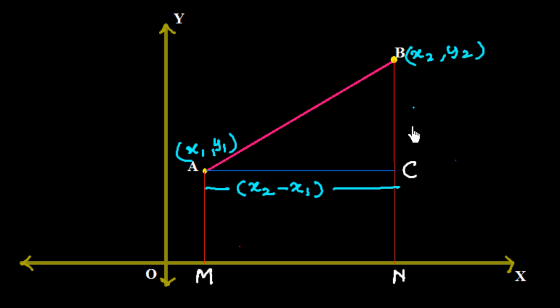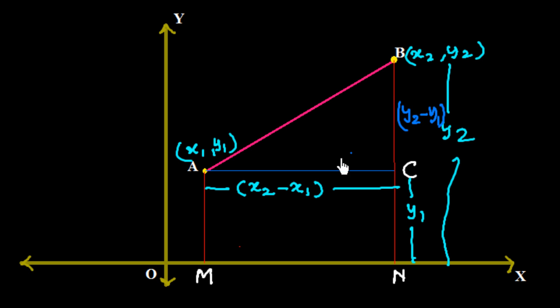And we have to find BC. We know that BN is y2 and AM is y1. AM is equal to CN because both are between two parallel lines, AC and MN. So CN is equal to AM, so BC is y2 minus y1. From here to here it is y1 and this is y2. So BC is y2 minus y1 and AC is x2 minus x1.